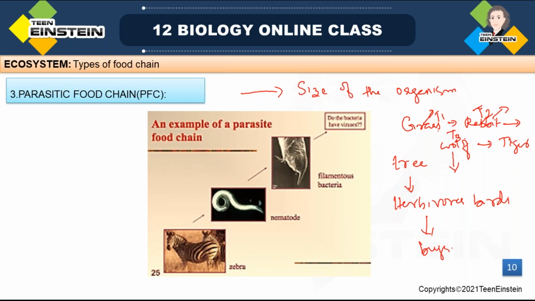Primary carnivore means they are the secondary consumers. Here grass is the producer, then this rabbit is the primary consumer. First that is consuming, right? Then the wolf is the secondary consumer. The secondary consumer comes in the third trophic level.